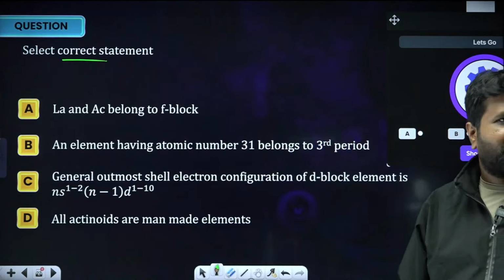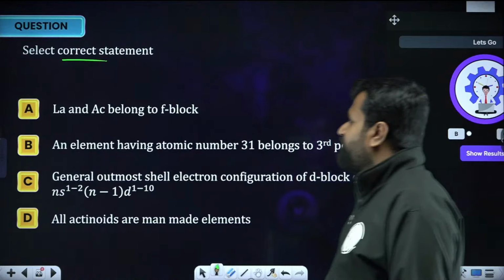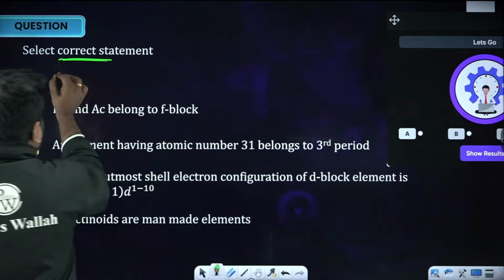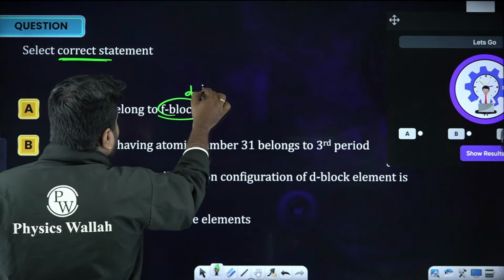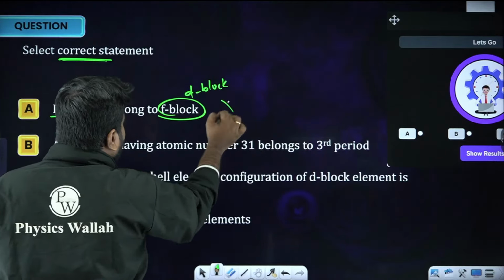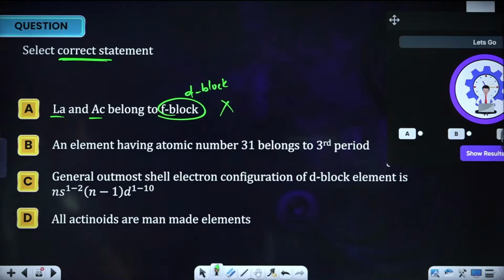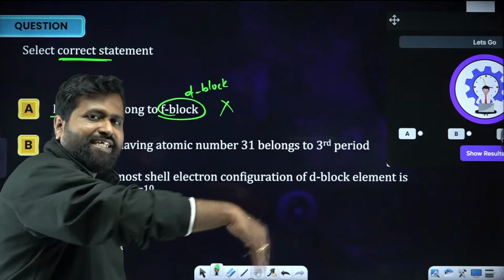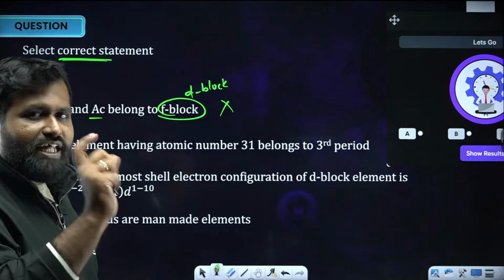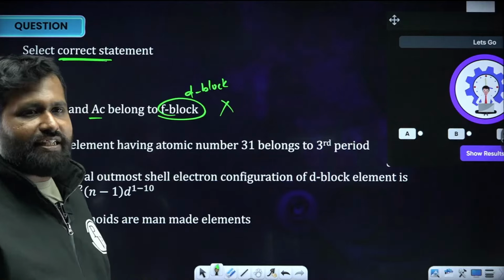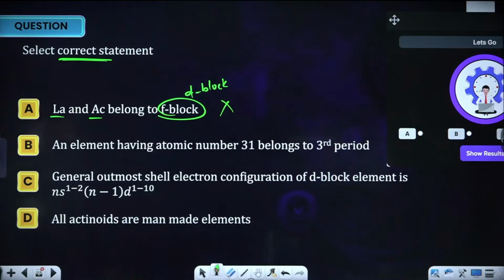B, C, B. What do we know? Correct statement: Lanthanoids and actinoids belong to D block. They are not F block. So it is an incorrect statement. After lanthanum only it is lanthanoids. So exactly why did it get the name lanthanoid? Because it comes after lanthanum, but La and Ac belong to D block.